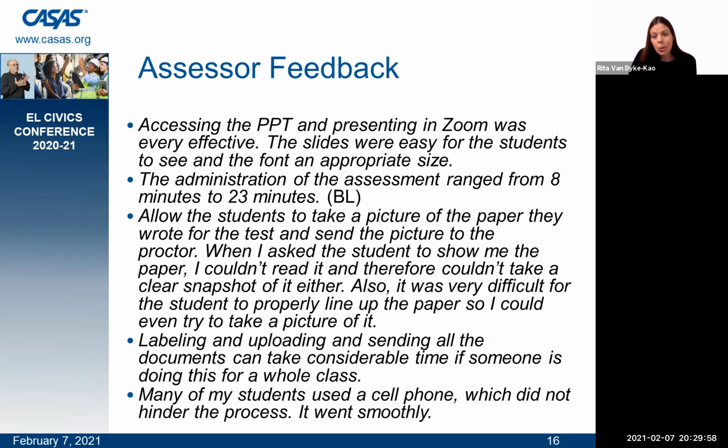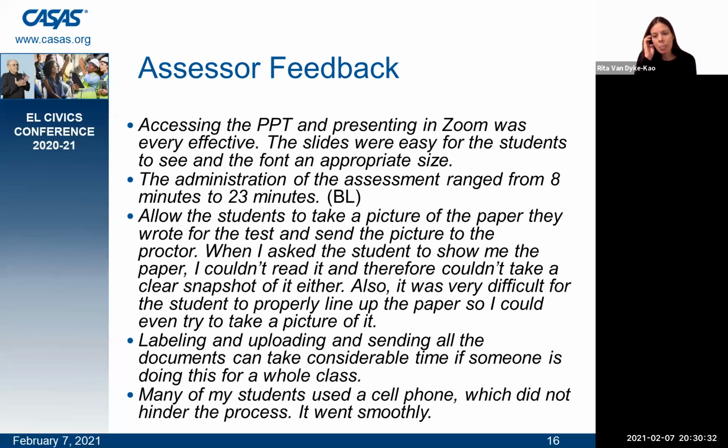All right, labeling and uploading and sending all the documents can take considerable time if someone is doing this for a whole class. Absolutely. A lot of documents that you've got now on your computer and you've got to label them all, and then we would have our proctor send it to our local CASAS office and they would compile all the results, and we would have a grader grade things. So it was a lot of documents and labeling, and it did take time. So again, the Google form is nice that way because it's all in one document.